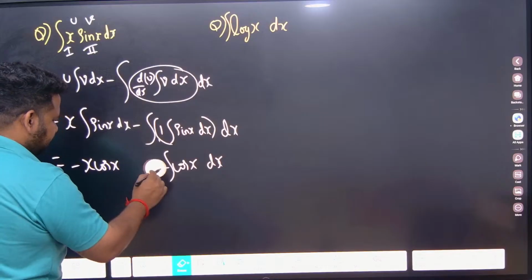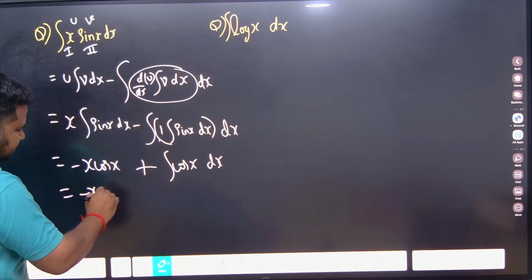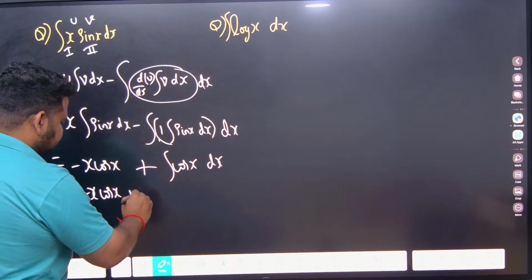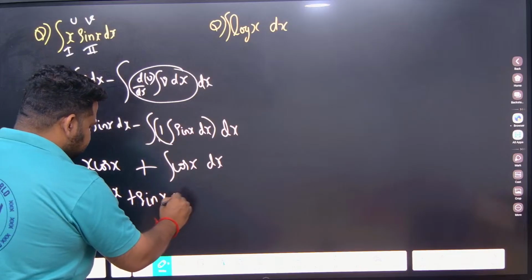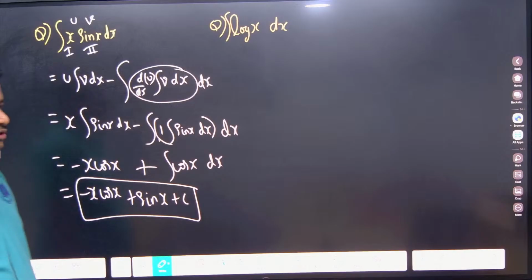Minus into minus, this will become plus. So minus x cos x plus integral of cos x is what? It is just sin x. So plus sin x plus c. So this is the way you will solve this question.